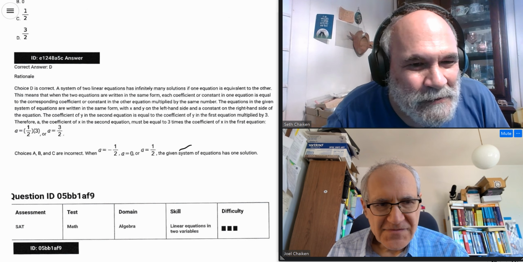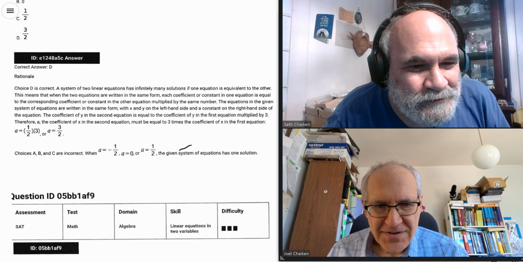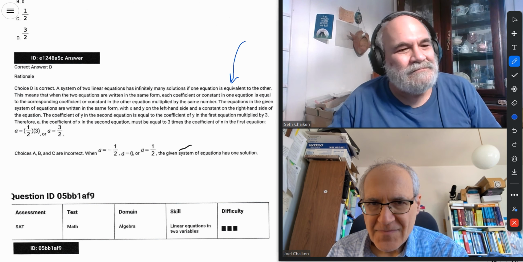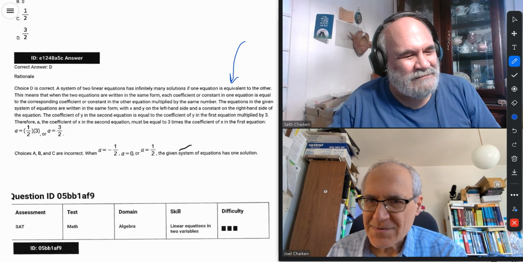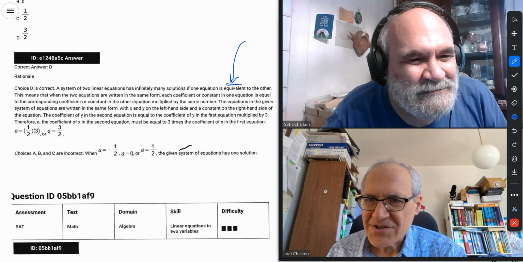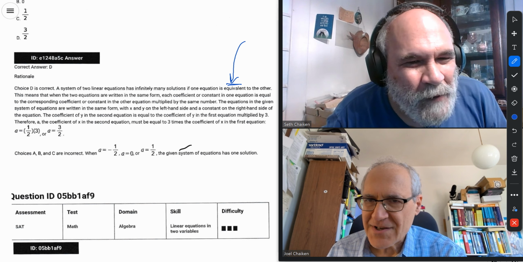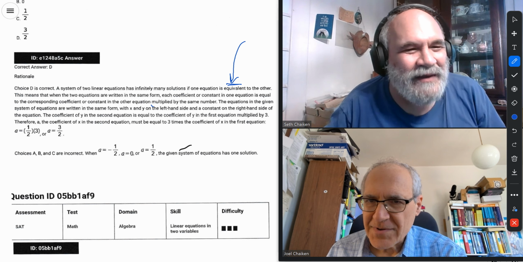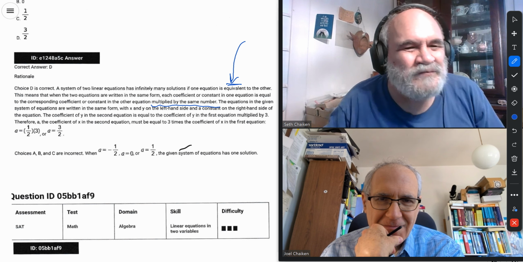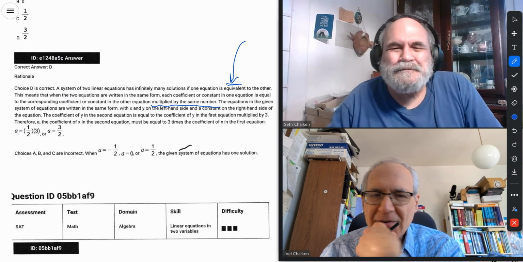So, what is this thing here about equivalent? This means they're defining what equivalent means. Each coefficient or constant in one equation is equal to the corresponding coefficient or constant in the other equation multiplied by the same number. That's a little confusing. But do you agree with that? Yeah, written in the same form. I think it's clear now. Okay, great.